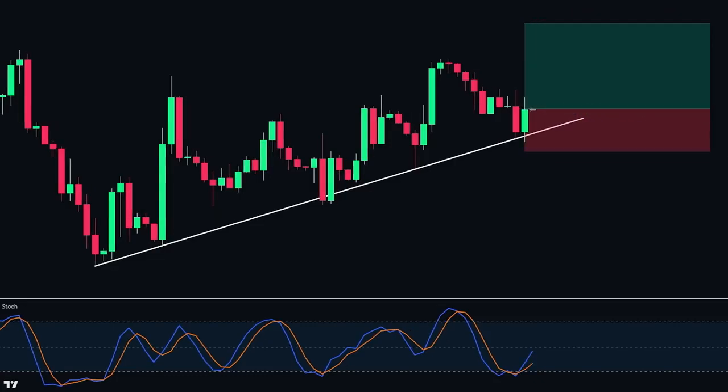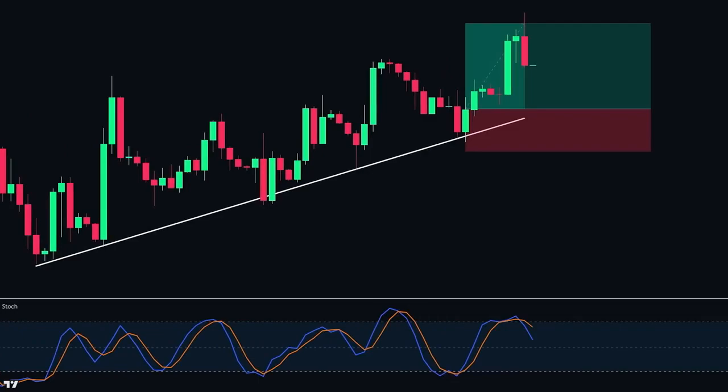And as you can see, price bounced, hitting our take profit. So the key to this strategy is simply using stochastic as extra confirmation for our trade, so that we don't blindly enter trades when price touches the trend line. Let's look at another example.